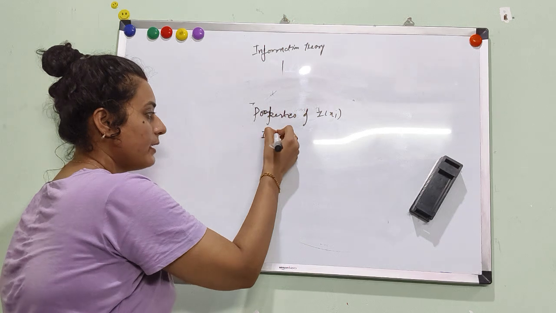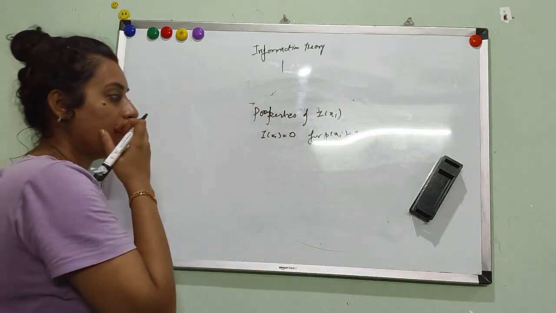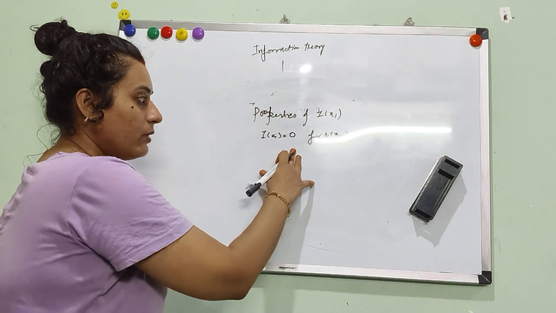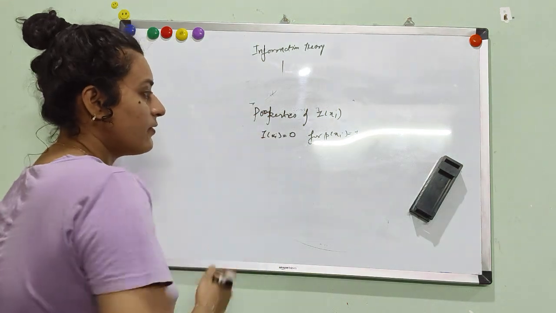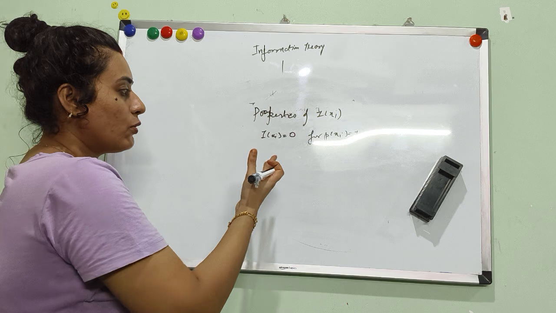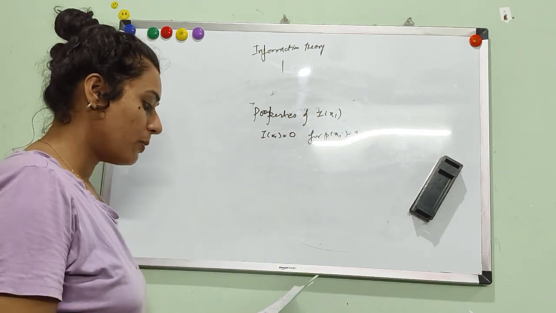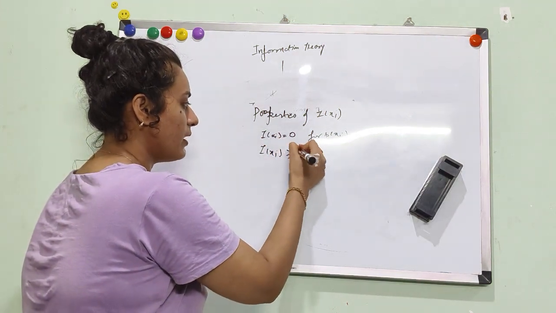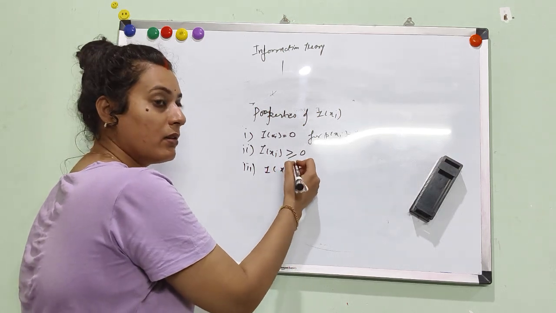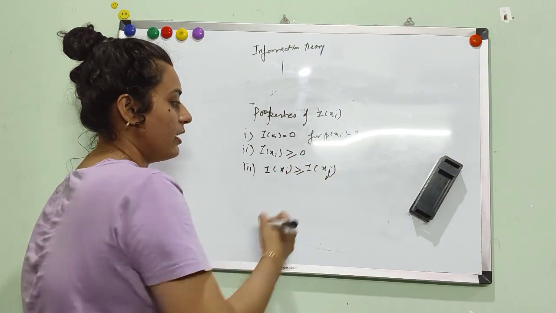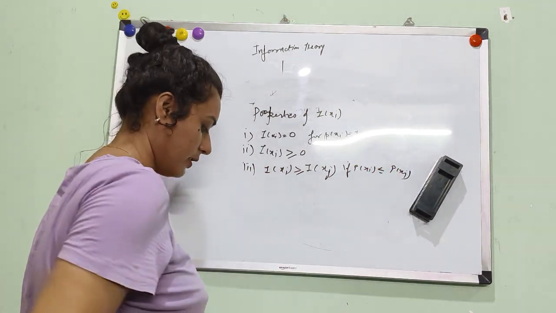Here I(xi) equals 0 for P(xi) equal to 1. If information content is 0, then probability will be 1, which I have already explained in the example: if the sun rises in the east, then its probability will be 1. So information content will be 0, and this is the worst case. It should be a positive quantity, or non-negative: I(xi) must be greater than or equal to 0. This is property 1. Property 2 will be I(xi) greater than or equal to I(xj) if P(xi) is less than or equal to P(xj).